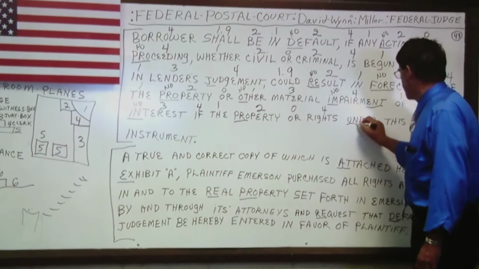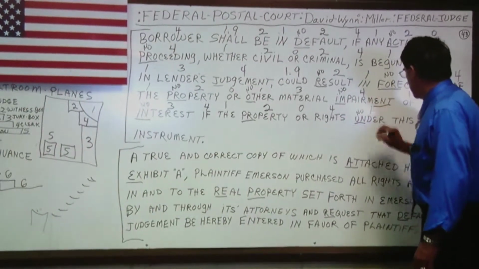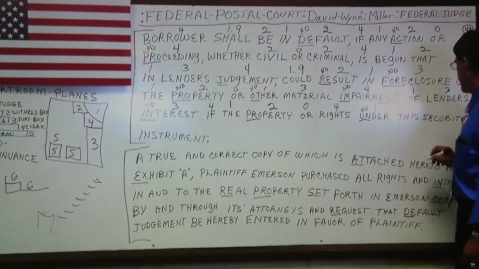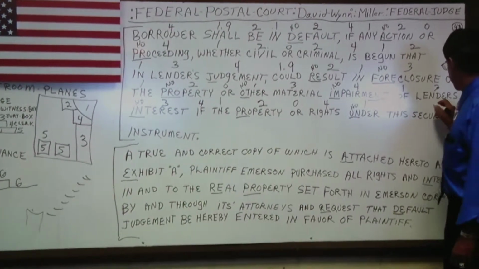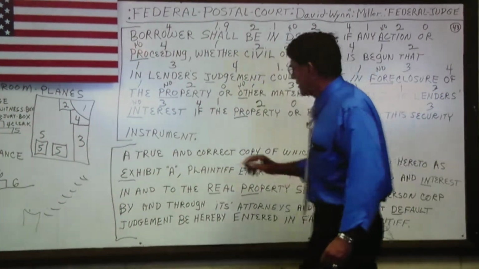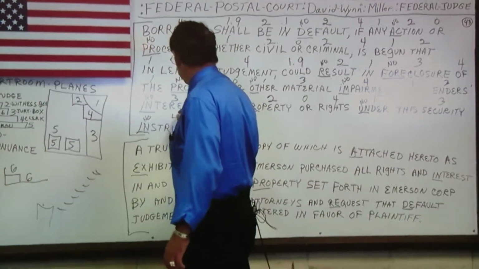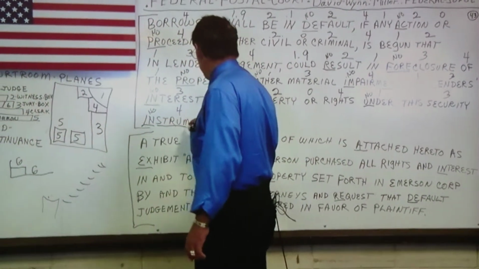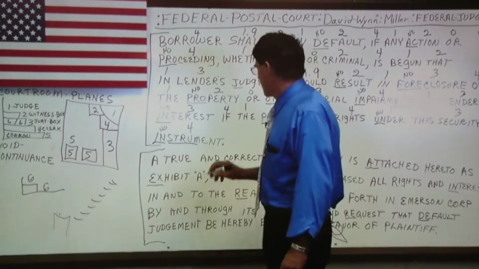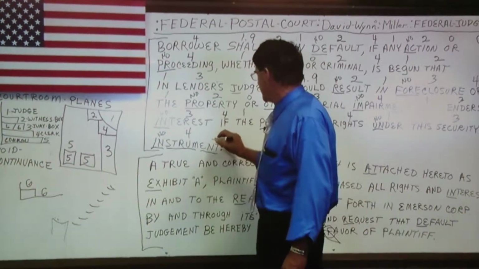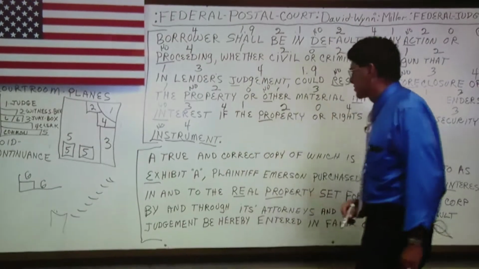The word under means no contract. Under is an adverb, modifies the adverb this, and security becomes an adjective of the word instrument. IN means no. It's used also as a pronoun. STRU means from the word construction, and ENT is contract. So you have no construction contract.